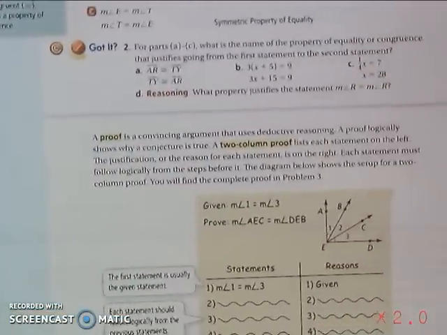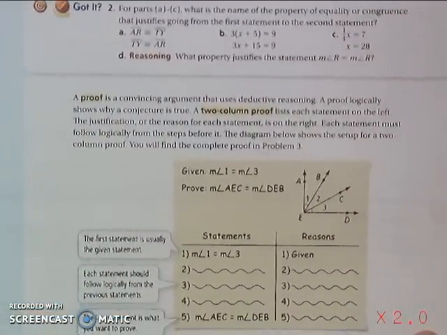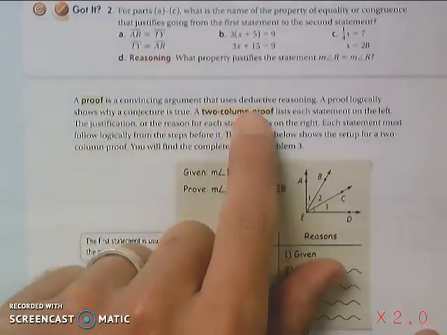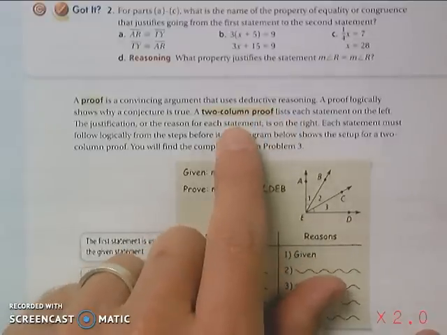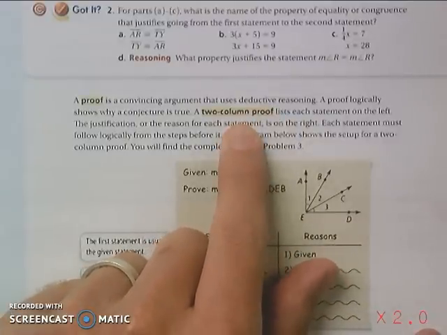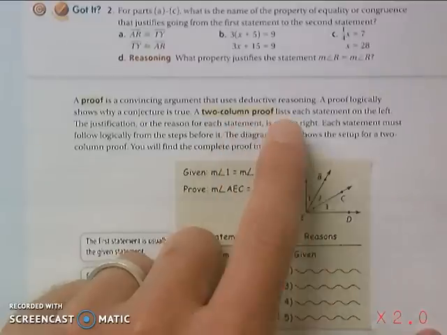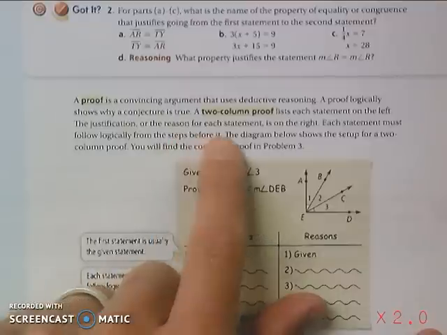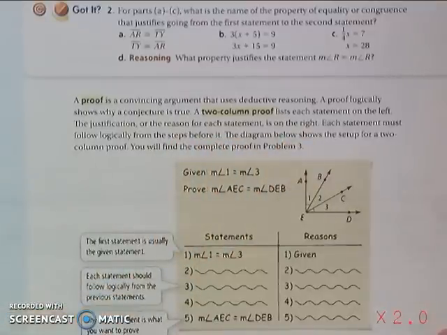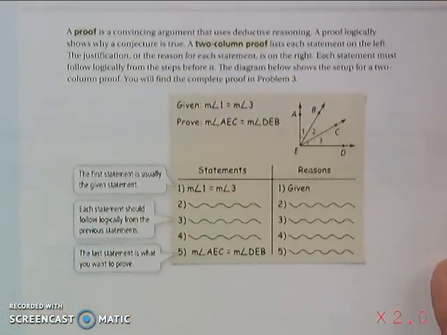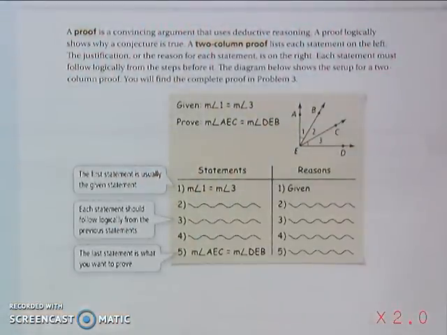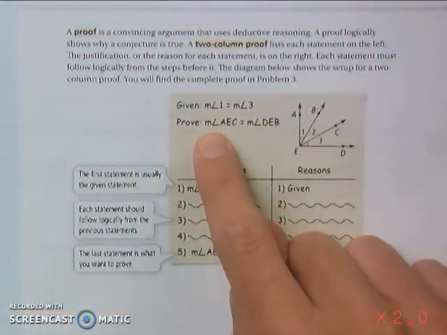So, like I said, proof is what we're talking about, and all proof is, it's a convincing argument that uses deductive reasoning. Okay, and we're going to be looking at, more specifically, a two-column proof, where we're going to list statements on the left and reasons for each statement on the right. Okay, and so this is kind of an example of what it would look like. We don't have to write this down. You're good.